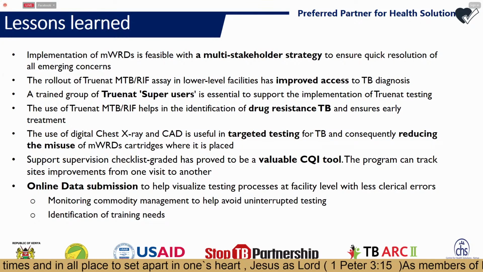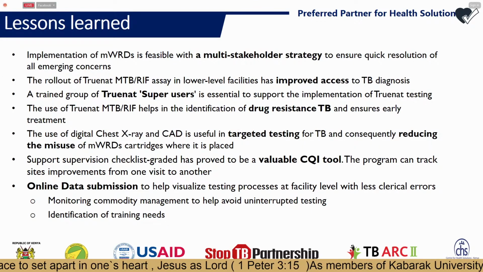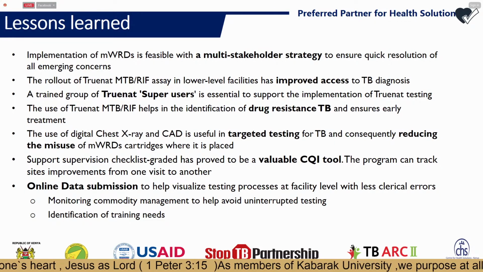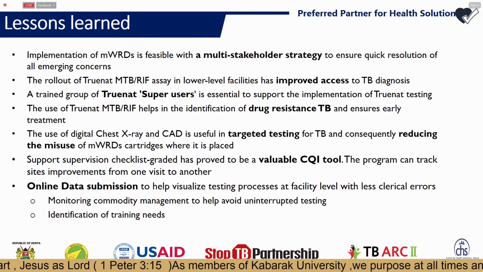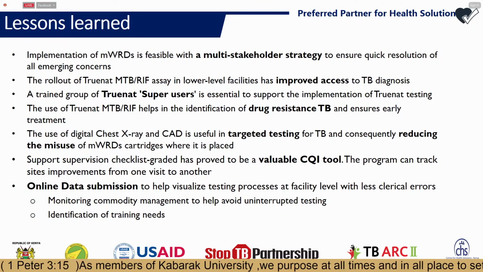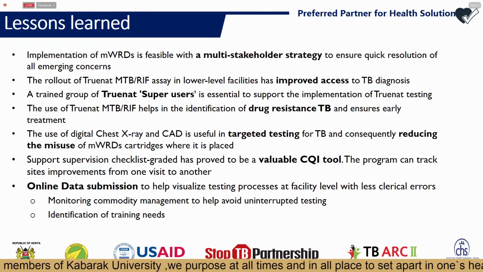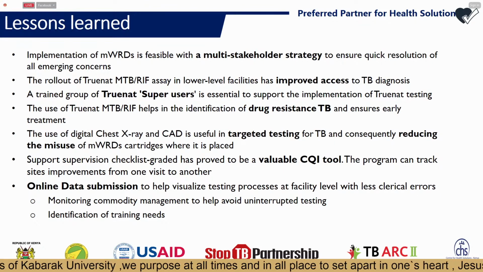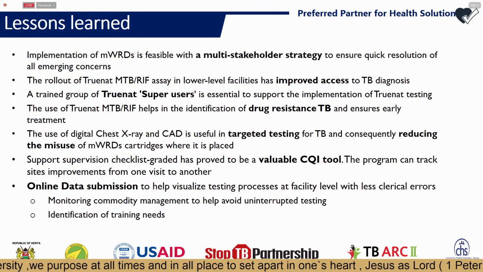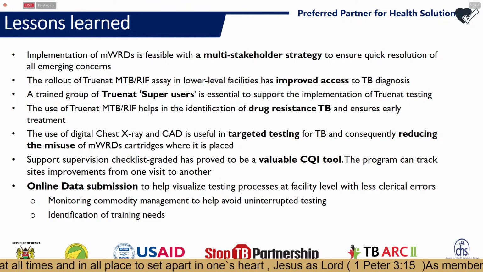And the rollout of these new technologies, I think you have already seen that we have around 2,600 people who have tested positive, and we have been able to put them on treatment, meaning that there is improved access. For us to implement this process, and really we know health is devolved, there was need to have a cadre that would support this particular process at county level. And the TrueNat super users came in handy, working closely with the county leadership to ensure that this is done.